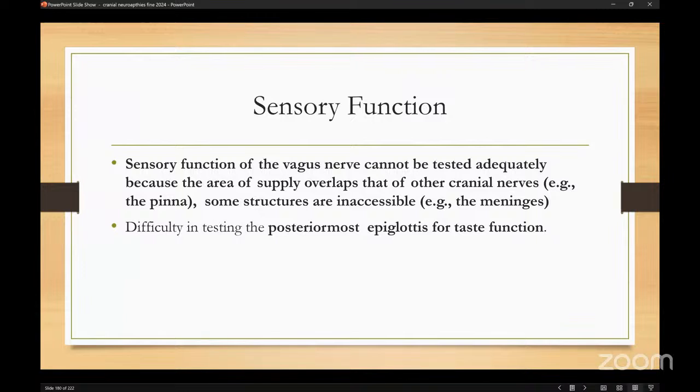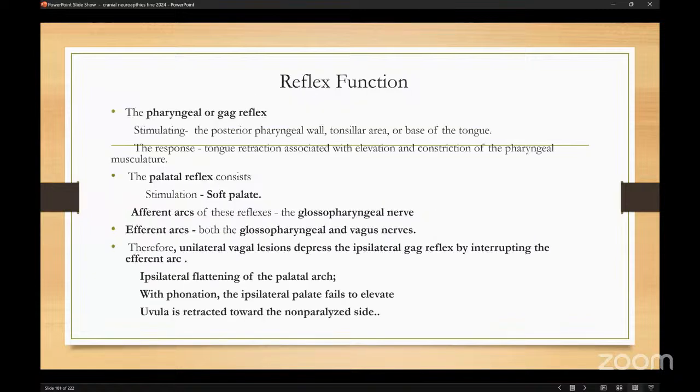And sensory function, basically, it is carrying the sensations from the ear, that is general somatic afferent, and taste sensation from the posterior most part of the epiglottis. Gag reflex, and we can see whenever there is a palatal paralysis, flattening of the palatal arch, and with phonation, the ipsilateral palate fails to rise and the uvula is deviated to the non-paralyzed side.